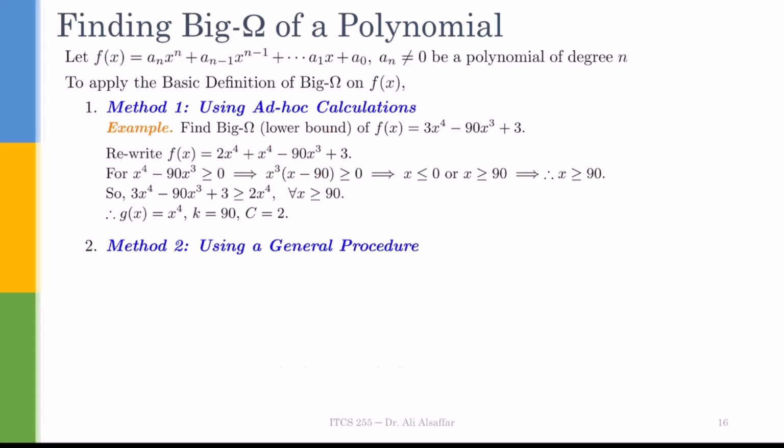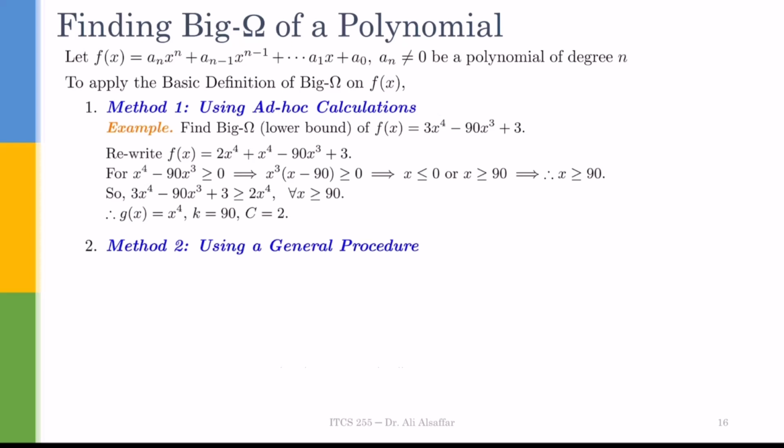was always positive. So therefore, 3x raised to power 4 minus 90x raised to power 3 plus 3 is always greater than or equal to 2x raised to power 4. Therefore, g of x will be x raised to power 4, k is 90, and c is equal to 2 as witnesses.